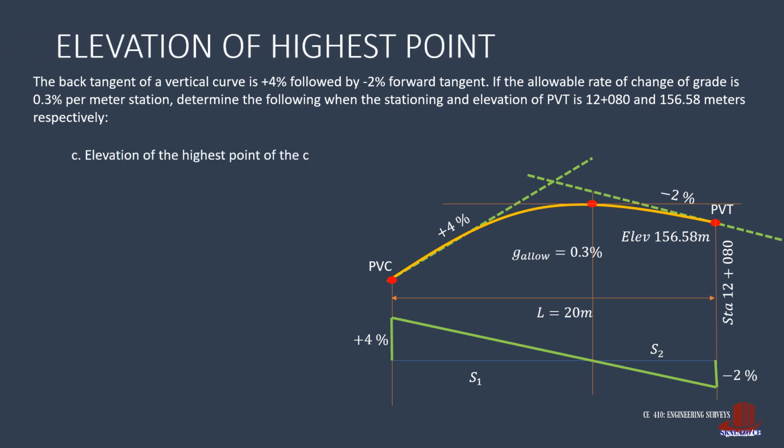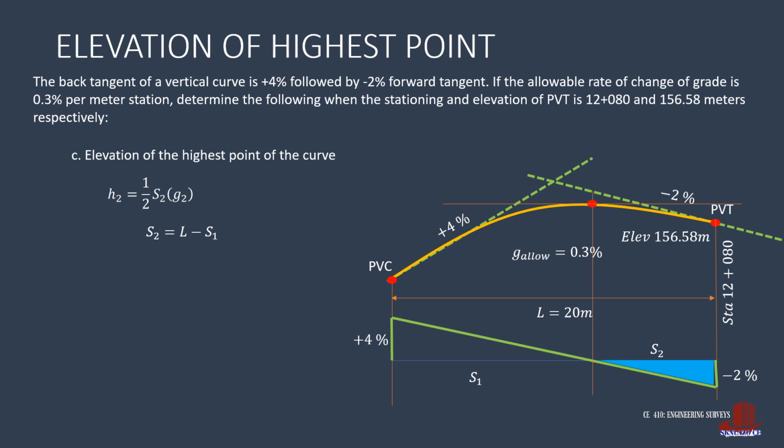The next task is to look for the elevation of the highest point of the curve. The elevation will now be based on PVT, as it is the one with a given elevation of 156.58 meters. There are two ways of solving for the distance of the highest or lowest point from PVC or PVT. The first one is to use the area of the grade diagram, which is simply half of the base times height. Since we are taking the height from PVT, we are to use the second triangle with S2.